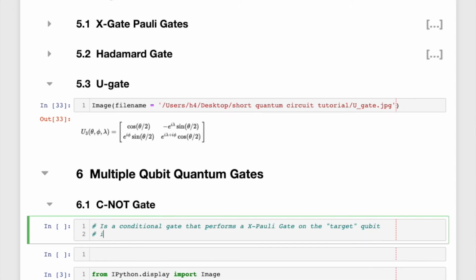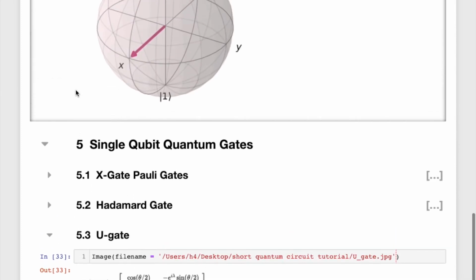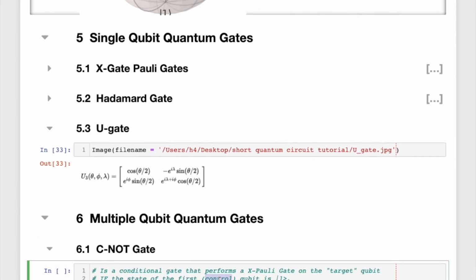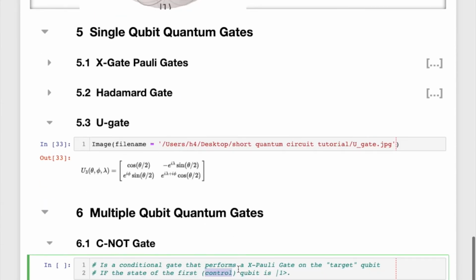If, and this if is important, the state of the first or control qubit is ket 1. So this gate goes like this. It just looks at two qubits at the same time, and it looks at the control. Are you 1? Are you looking down? And if you are looking down, then I perform an X Pauli gate on the second one.